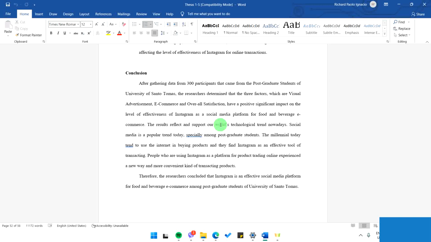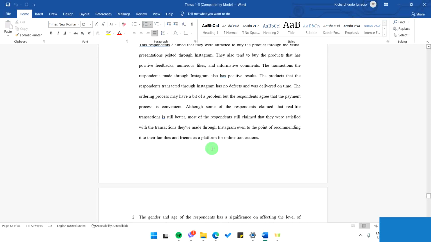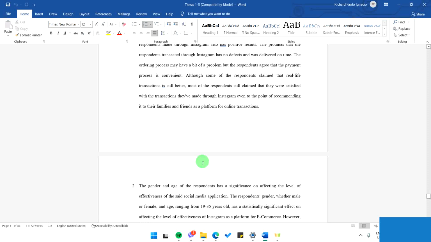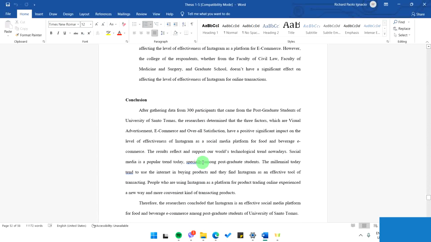For example, some of you guys have a paper regarding the effectiveness of a specific topic. The effectiveness of a specific platform for marketing, the effectiveness of a specific platform for online transactions. Dito ngayon papasok yung sagot nyo doon sa tanong na iyon, dito sa conclusion. Again, findings of the study answers the statement of the problem. Conclusion answers the whole research problem itself.